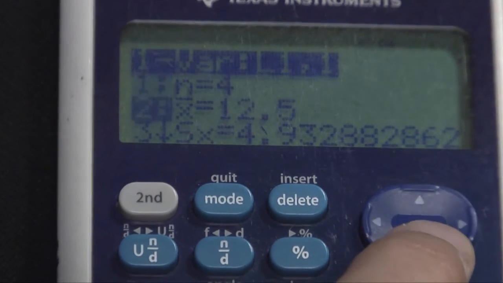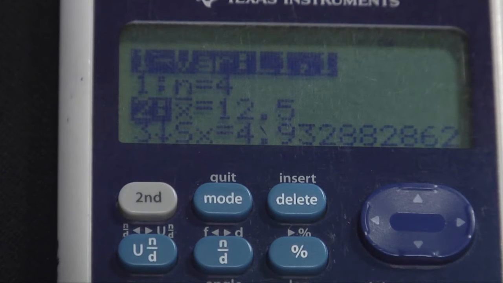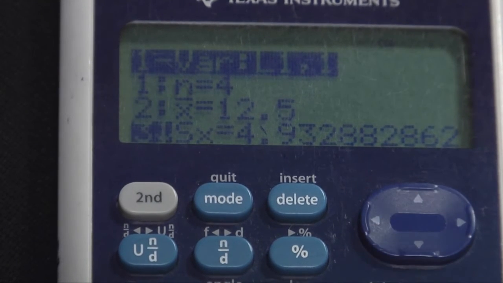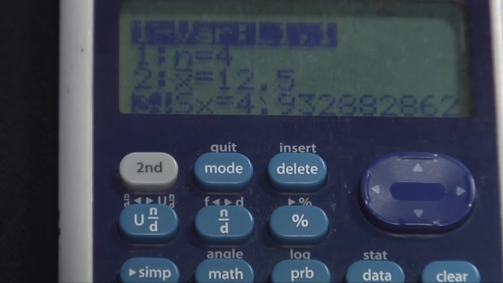Item number 2 gives me x bar equals 12.5. That means the sample mean is 12.5, and since mu, the population mean, uses the same calculation formula, it's also 12.5. So the average of those numbers is 12.5. Item 3 gives me S sub x, the sample standard deviation. In this case, 4.9328, etc., is the sample standard deviation.